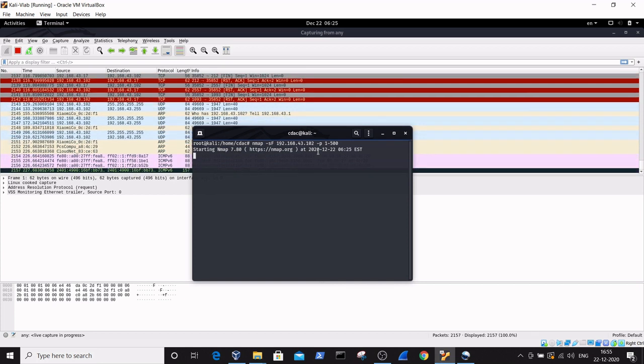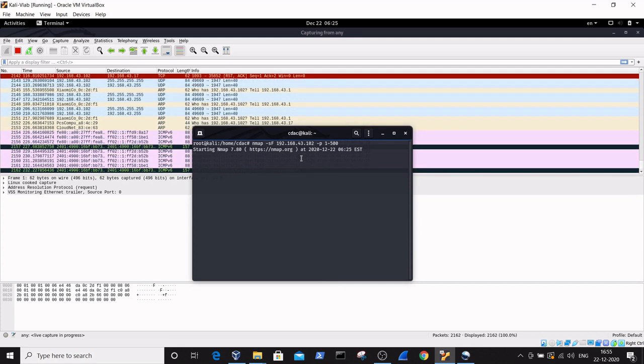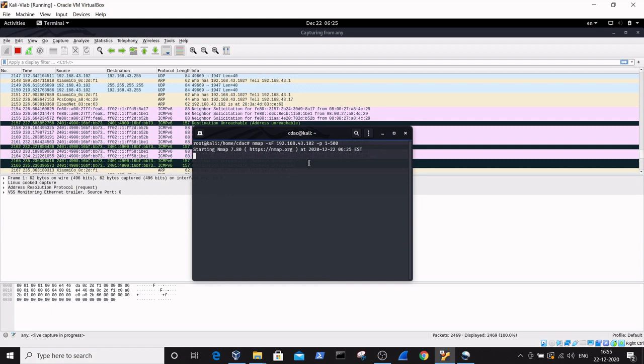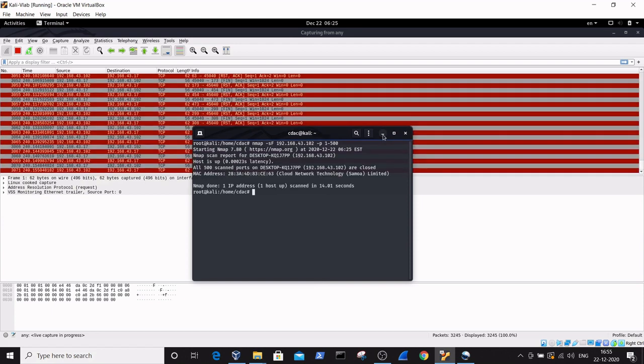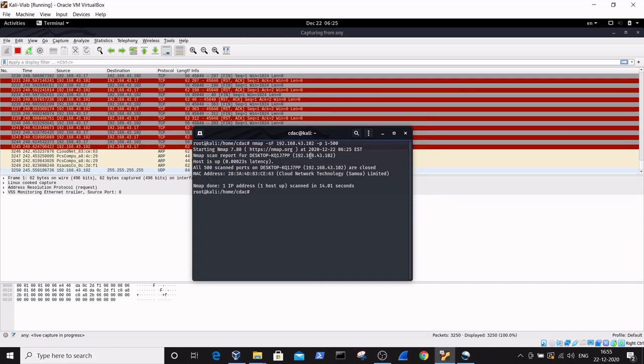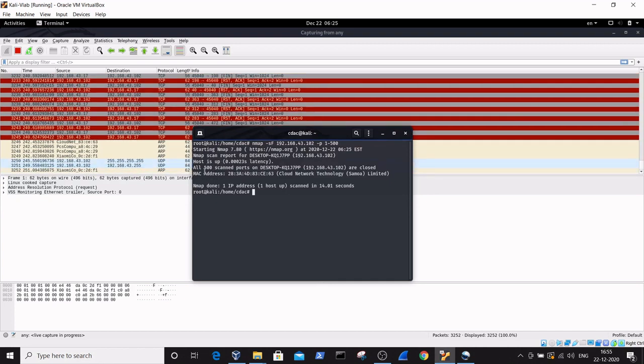Just click on enter. You can see it takes a while to scan. Here it is giving the result, the nmap scan report of the target IP address. It is showing that the host is up and all 500 scanned ports of the target IP address are closed. And here is the basic information that we obtained by the FIN scan.